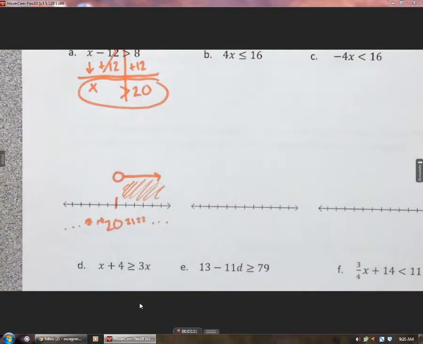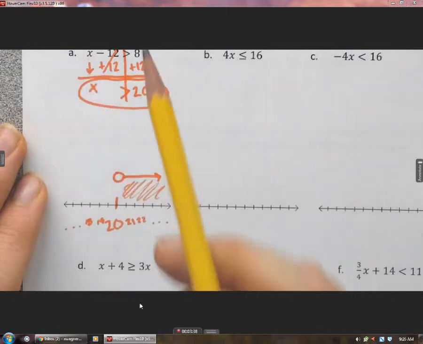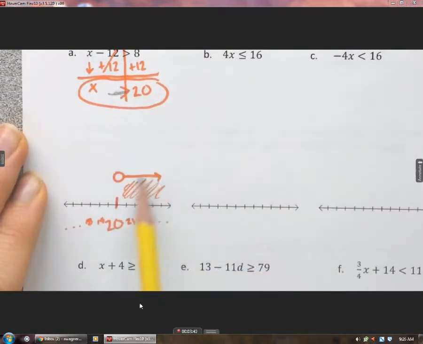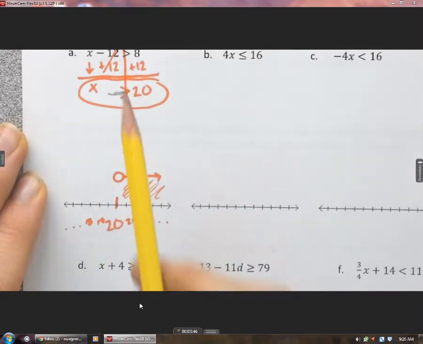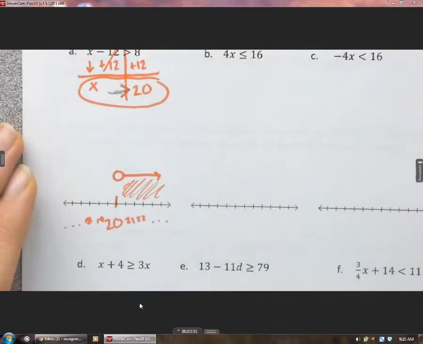What's another trick that you can use? This only works when the variable is on the left, so you got to be careful. I can lightly draw, make this into an arrow sign. See how this arrow matches this arrow? That's a little trick, so that you know that they're pointing in the same direction. Only works if your x is on the left side. It doesn't work when it's on the right. So solve and graph. So far, not too bad, right? Okay, good.